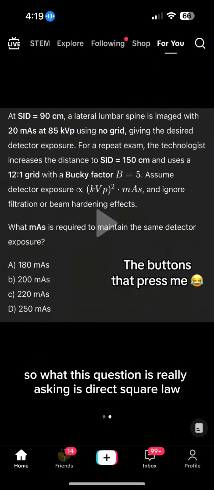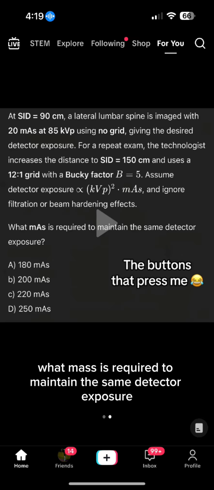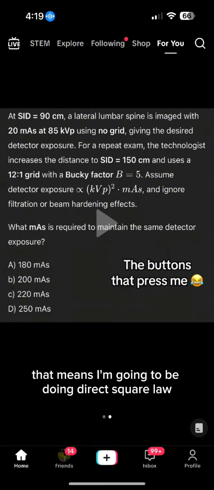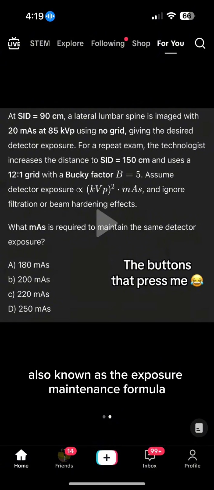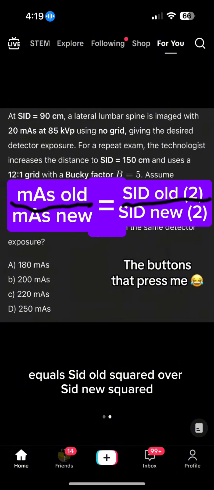So what this question is really asking is direct square law. It's asking, if you look at the very bottom, what mass is required to maintain the same detector exposure. If it's asking for mass and we're changing SIDs, that means I'm going to be doing direct square law, also known as the exposure maintenance formula. That formula is set up as mass old over mass new equals SID old squared over SID new squared.